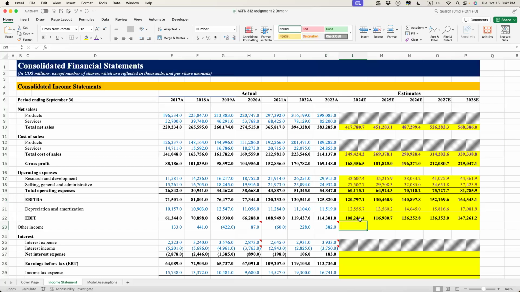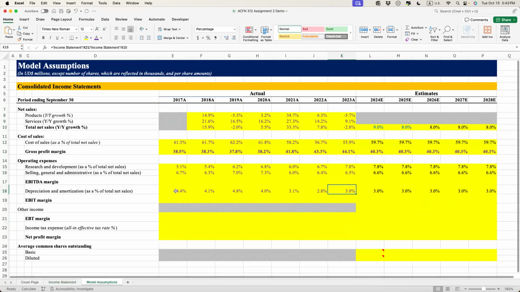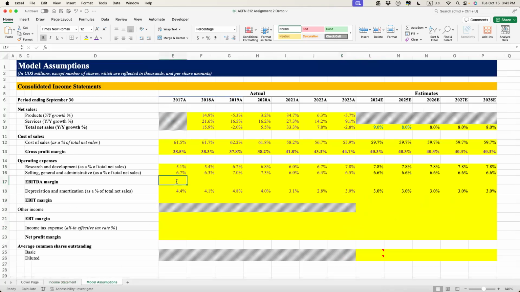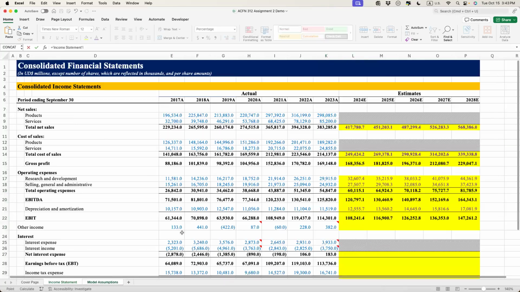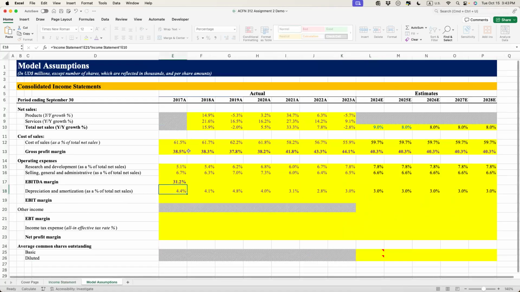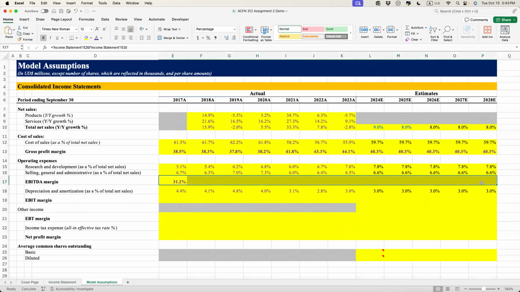Okay. Once we get this done, we can come back to solve the EBITDA margin and the EBIT margin. So the EBITDA margin is just going to equal EBITDA divided by net sales. And you can just go ahead and fill this right all the way.